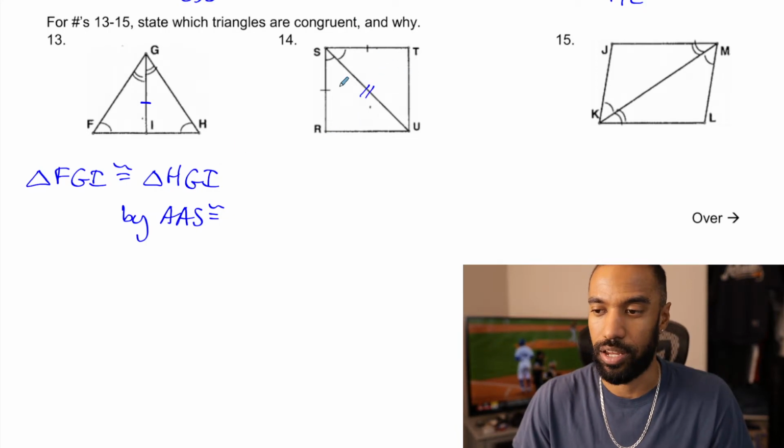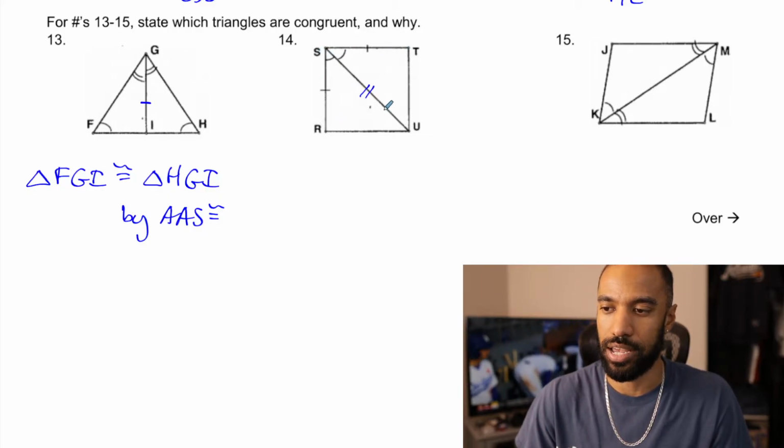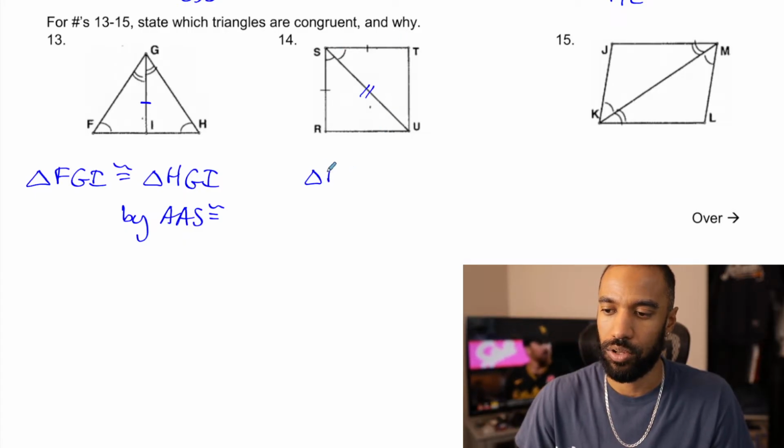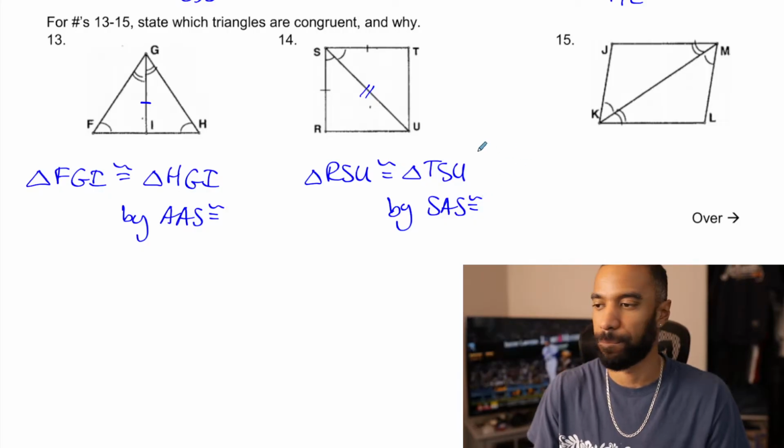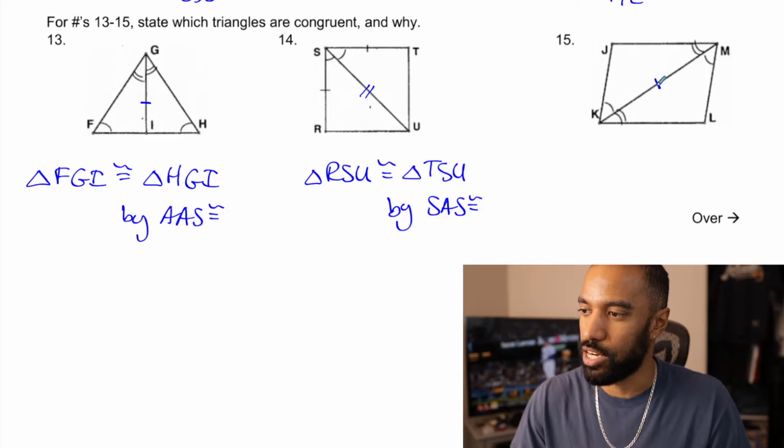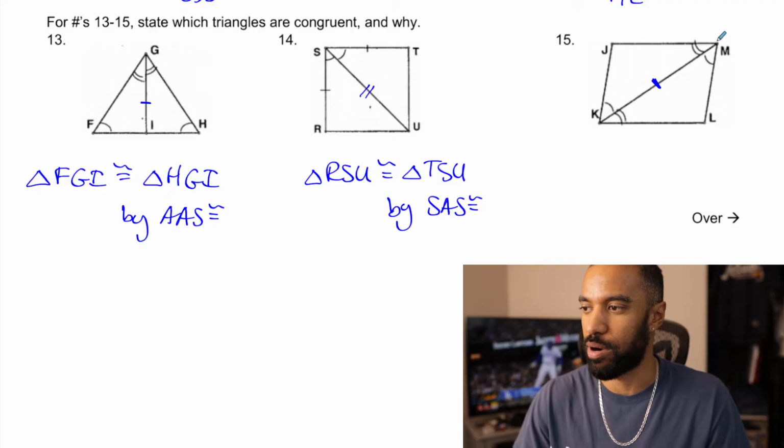You're going to see that a lot of shared sides. Side, angle, side right here. Let's call this RSU with TSU right here. Triangle RSU congruent to triangle TSU by side, angle, side right there. This last one, once again, shared side right here, reflexive property.